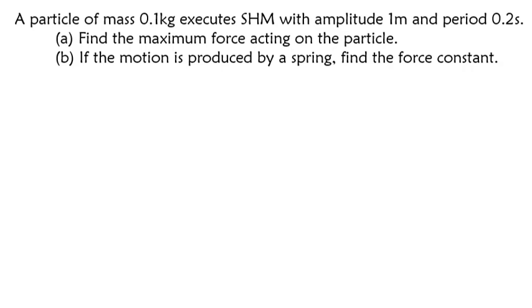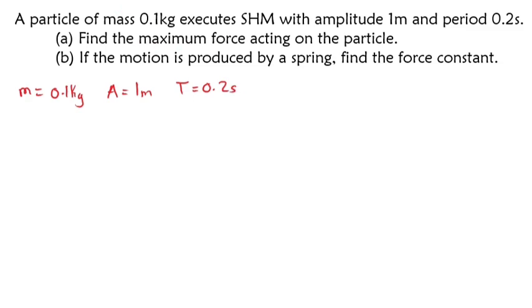A particle of mass 0.1 kg executes simple harmonic motion with amplitude 1 and period 0.2. So we've been given the mass. The mass is 0.1 kg. We've been given the amplitude, which is 1 meter, and we've been given the period T, which is 0.2 seconds.